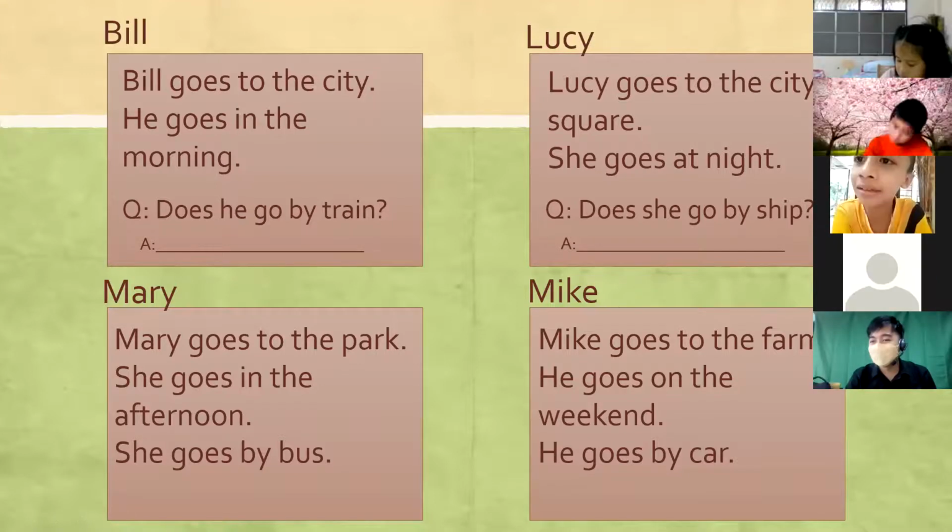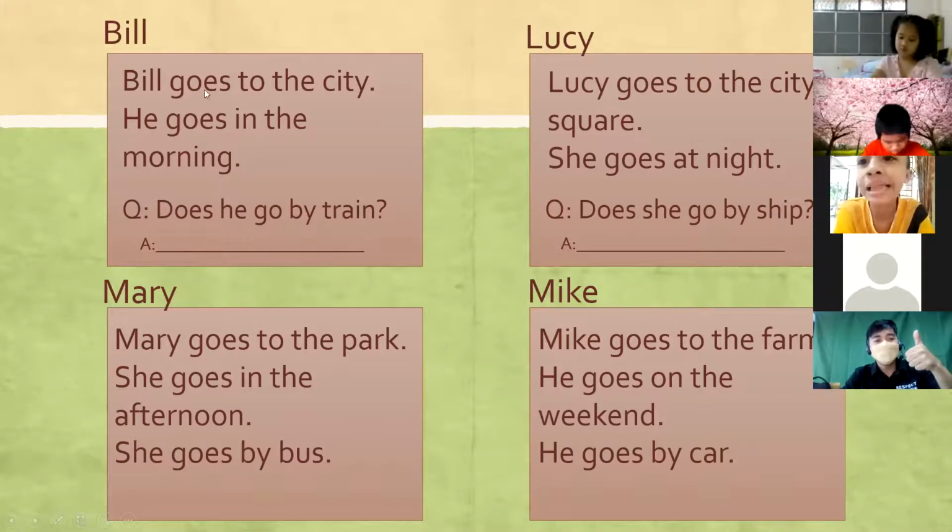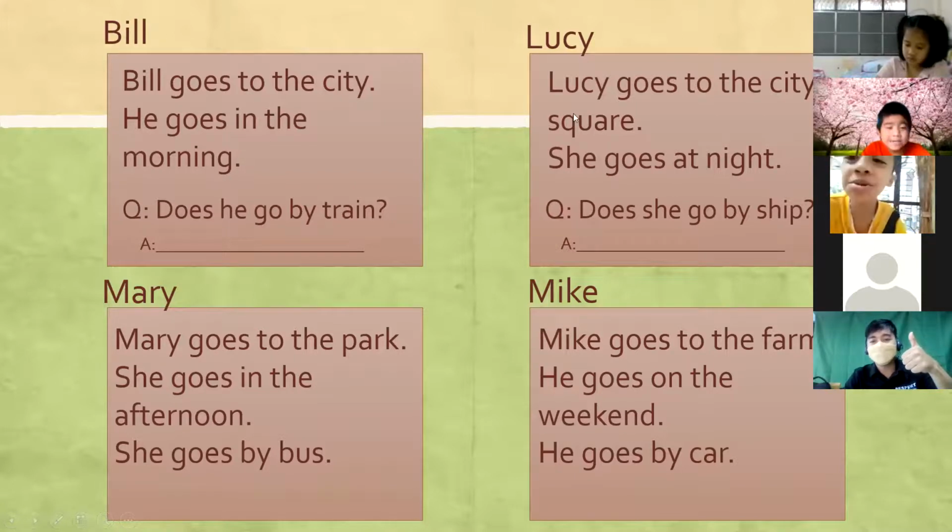Wait a minute. For example, this one, we have the question. Number one: when does Bill go to the, what is it? We have here Bill, city. Okay, correct. Bill goes to the city. He goes in the morning. You understand? Bill goes to the city. He goes in the morning, okay?